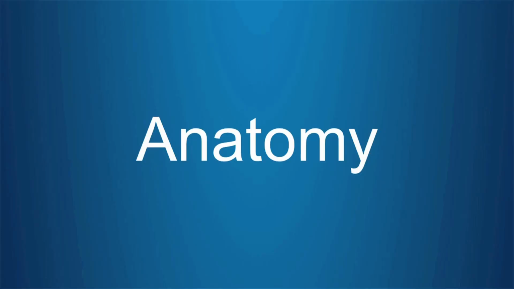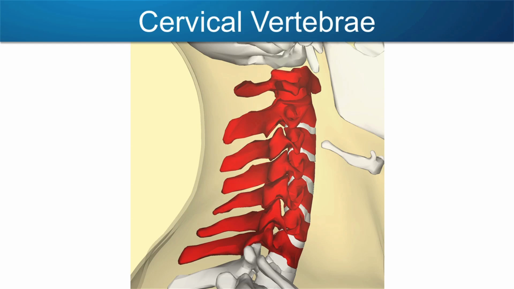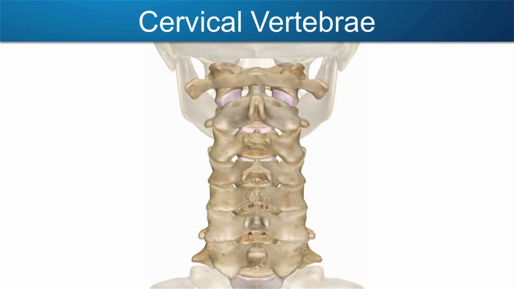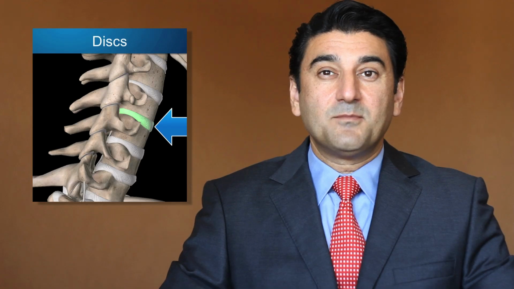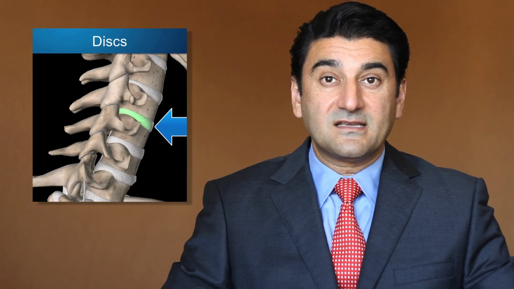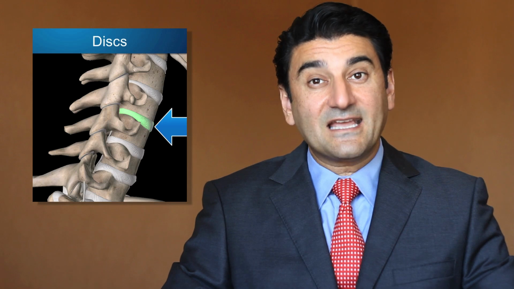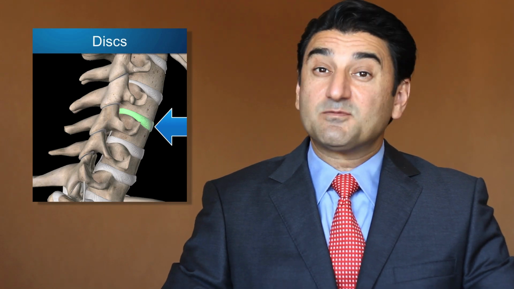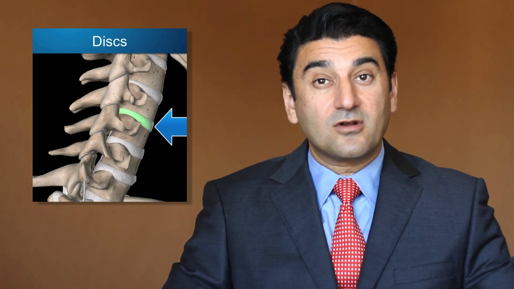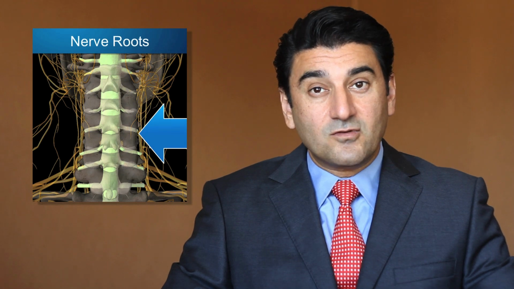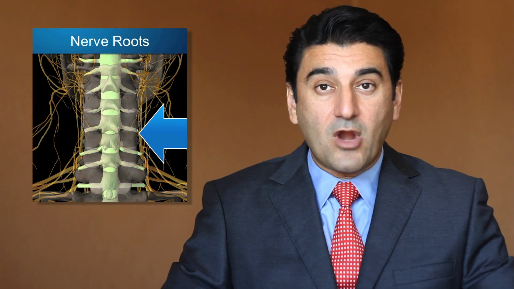Let's start with the anatomy of the cervical spinal column. Here we can see the bones or vertebra of the cervical spine from the side or the lateral view. And here we see it from the back or the posterior view. Between the vertebra are the discs. These intervertebral discs connect and cushion the spine. The spine is also home to the spinal cord or nerve roots. These nerve roots connect to the spinal cord and relay nerve signals between the body and the brain.